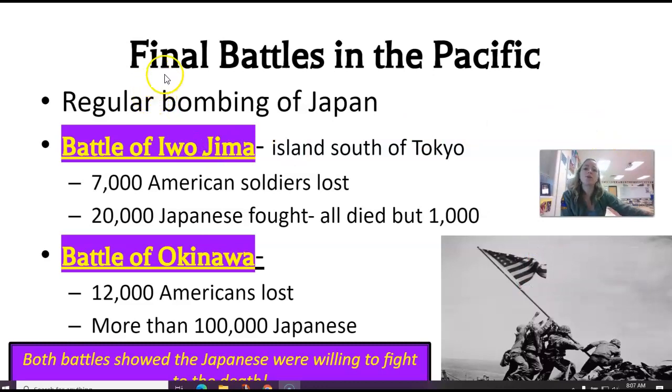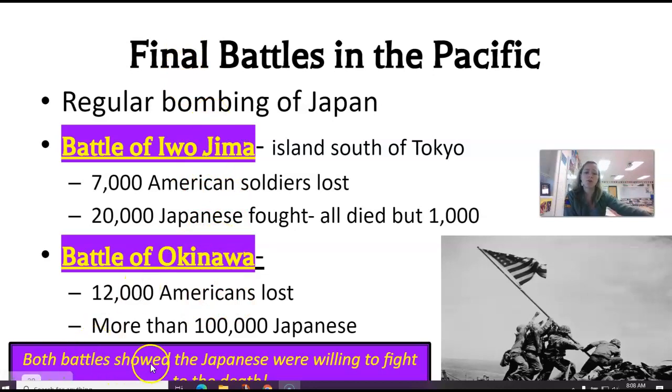At this point, we start the final battles in the Pacific. We are regularly bombing Japanese cities, which, again, raises human rights issues for sure, because we are bombing them with napalm, which is devastating, and bombs are not specific. It's not like it's just bombing the military or a factory. It's also bombing civilians. The Battle of Iwo Jima and the Battle of Okinawa are 2 islands that we are going to try to conquer in order to continue to hop closer to Japan.